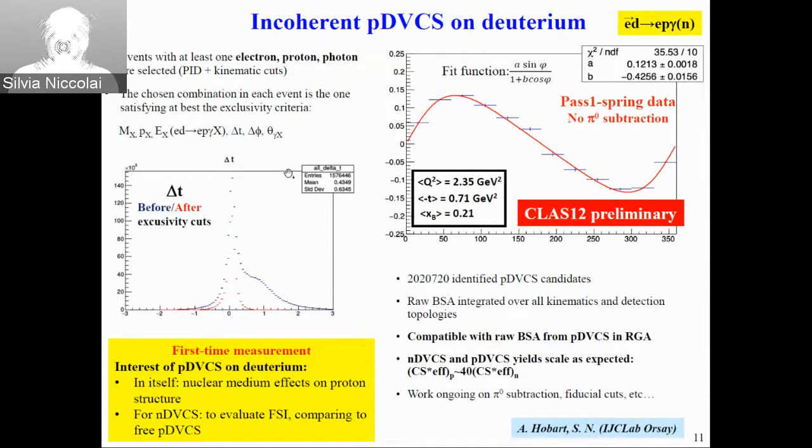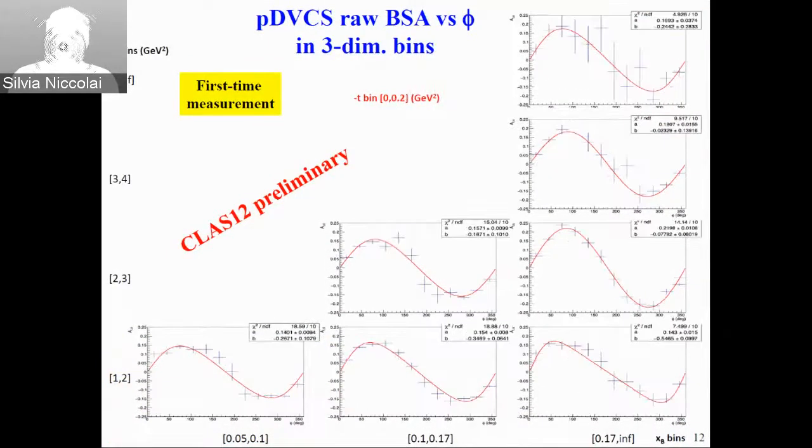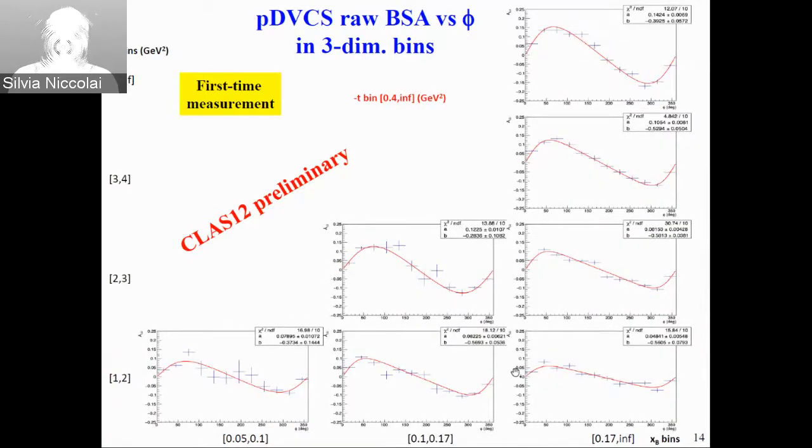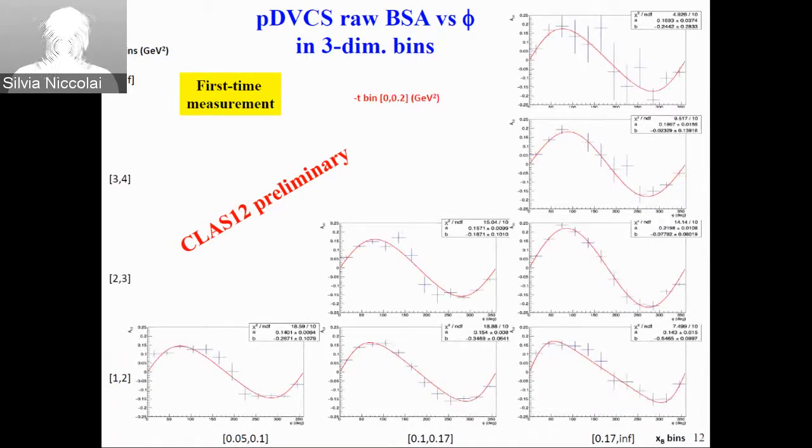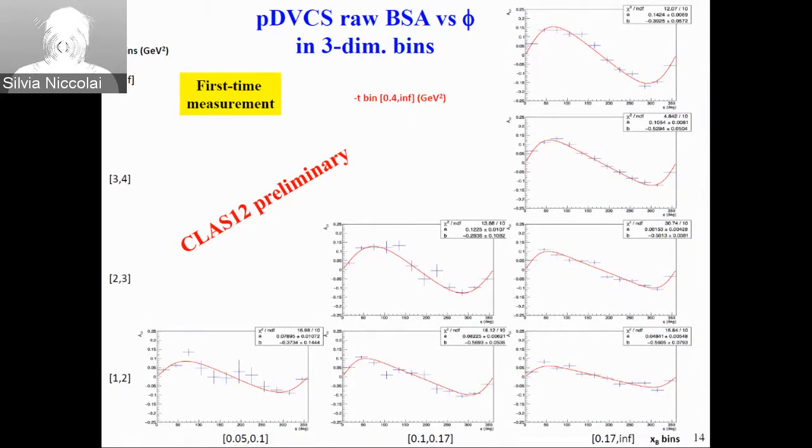For the proton DVCS, the extraction is done in a similar way to the nDVCS extraction. We have about 2 million pDVCS candidates. And the asymmetry that we can observe is compatible in size with the beam spin asymmetries obtained in RGA. And the yields are scaling as expected, comparing nDVCS and pDVCS, considering cross sections and efficiencies. This is also ongoing work, as background subtraction and fiducial cuts need to be done, but I'm showing it here. Each page is a different T bin, and we have a nice binning in Q square, x, and T, which can help us operate a tomography of the proton embedded in the deuteron. So this will also be a first-time measurement that RGB data can allow us, and of course, statistics is necessary also for this measurement.